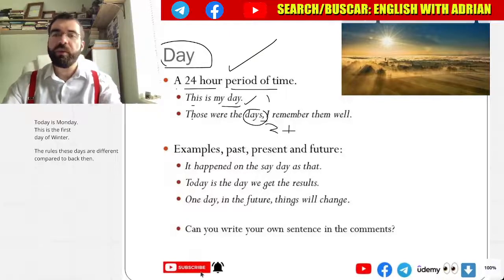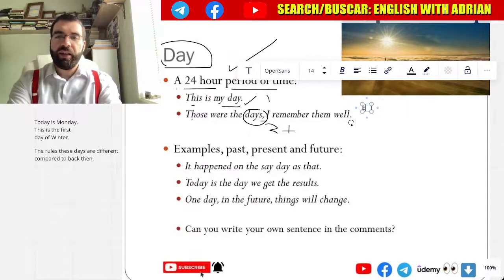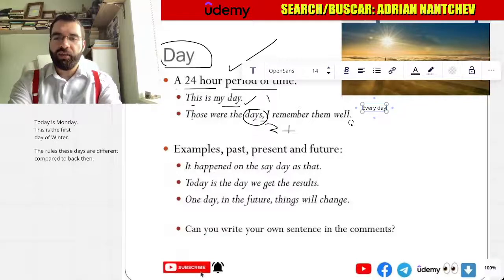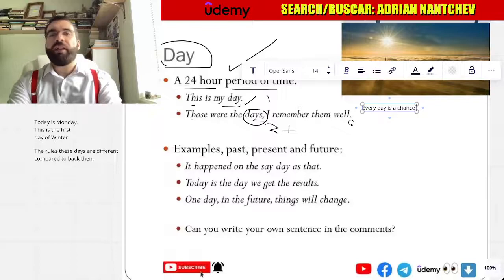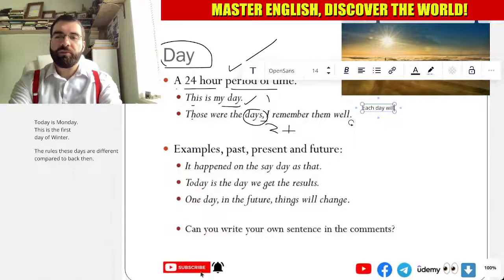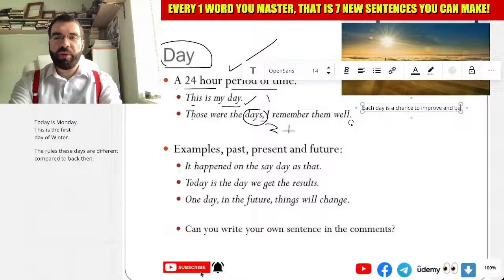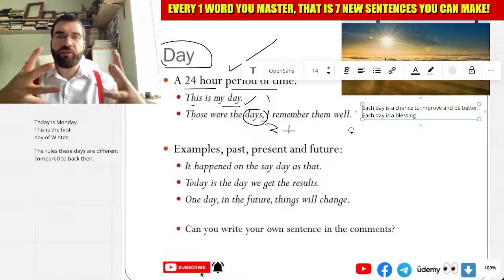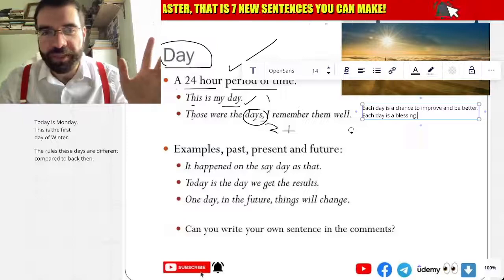So every day is a chance. Each day is a chance to improve and be better. Each day is a blessing in a sense of opportunity. I'm getting ahead of myself.